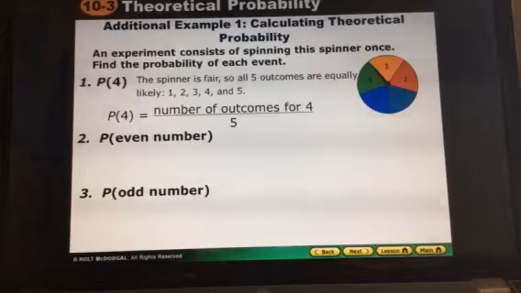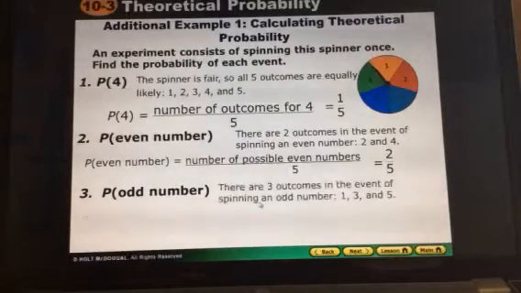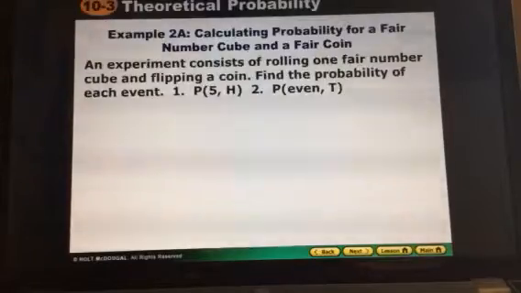So that's going to be number of outcomes for 4 over 5, which is 1/5. Percent, that would be 20%. You could multiply by 20 over 20. Okay, probability of an even number. Well, we've got 2, 4, and that's all. So that's going to be 2 out of a possible 5, or 40%. And then an odd number, well, there's 3 odds, 1, 3, and 5. So that's going to be 3 out of 5, which could be the same thing as 60%.